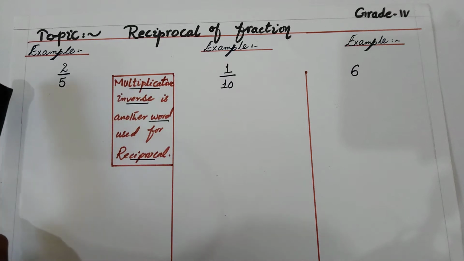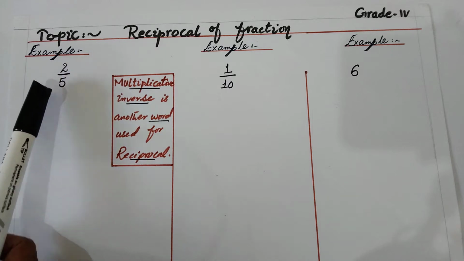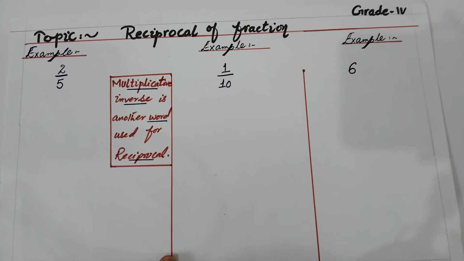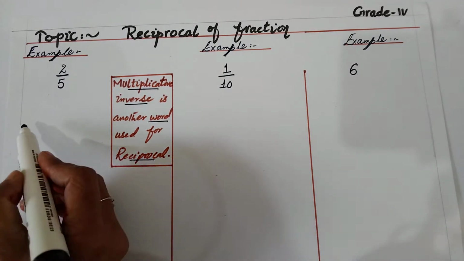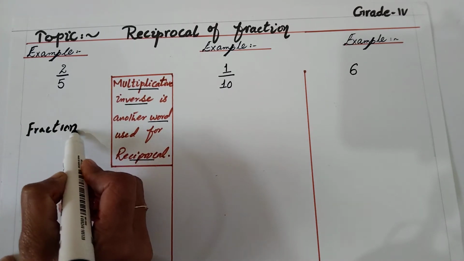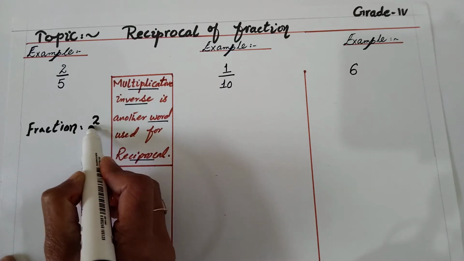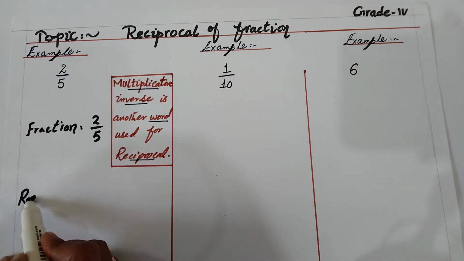First example: as you can see, we have the fraction 2 over 5. In this fraction we have to find the reciprocal. What is the reciprocal? Reciprocal is just turning it upside down. So our fraction is 2 over 5. And what will be the reciprocal?